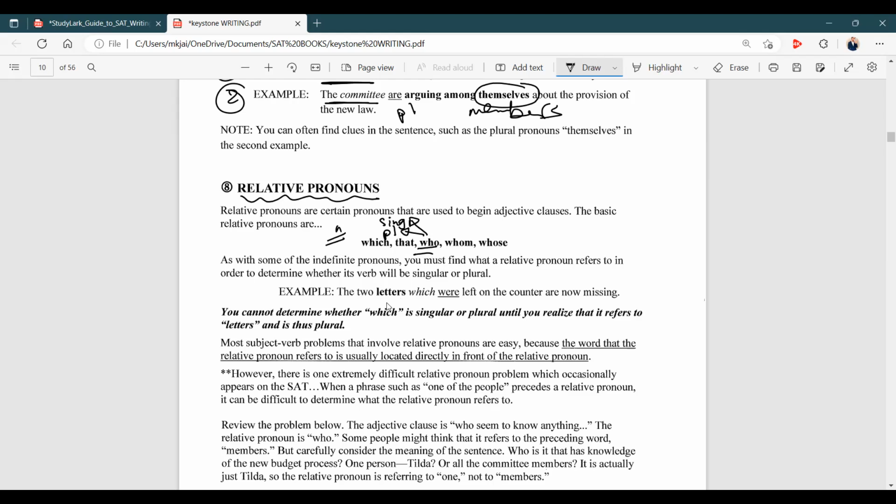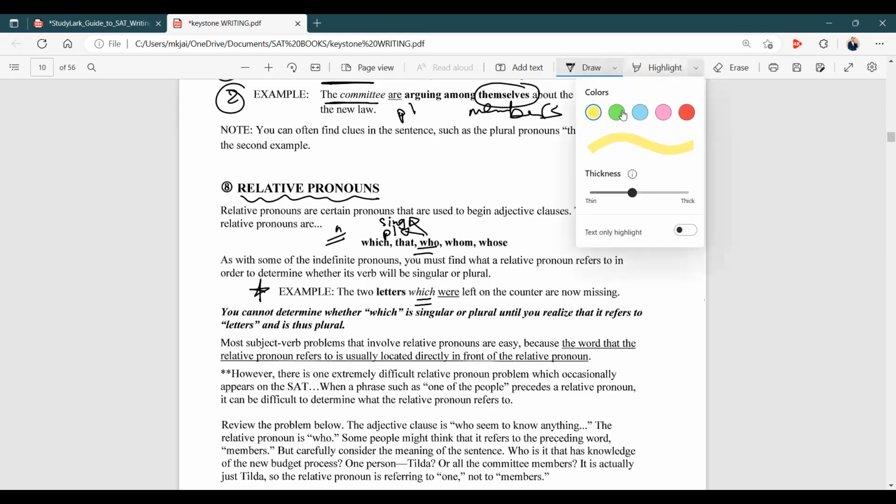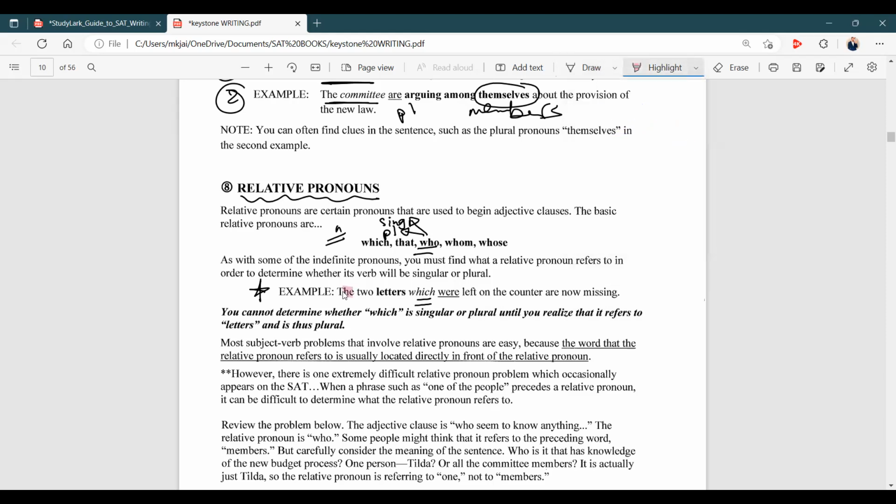So what should I do? Let's switch. How many clauses do I have in this example? How many clauses do I have in this example? Yes, how many clauses?